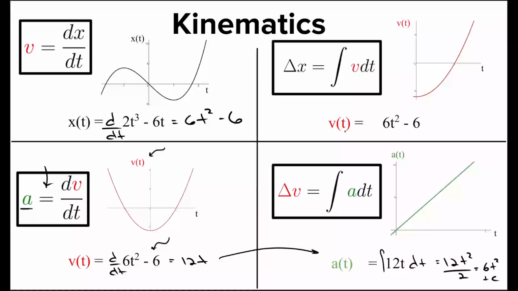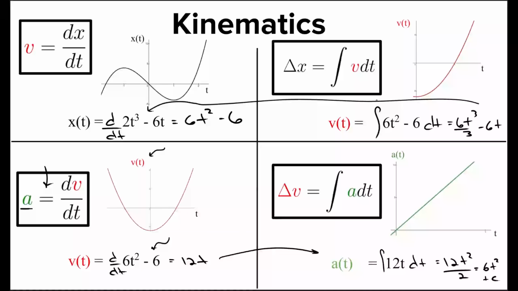What do you do if you have a velocity graph? I said you take a derivative to get the acceleration, but you could also take an integral, integrate the velocity graph to get the change in position, how far that thing went. So if I integrate this with respect to time, I'm going to get 6t cubed over 3 minus 6t plus a constant. That's just going to be my position as a function of time.